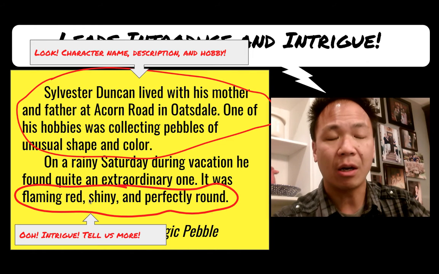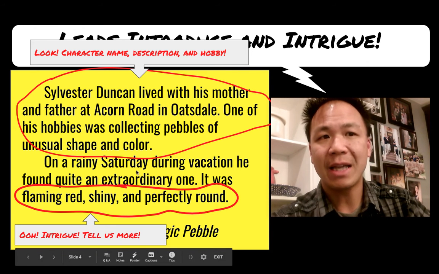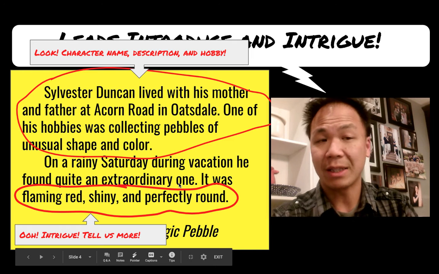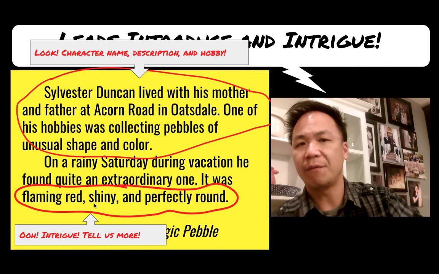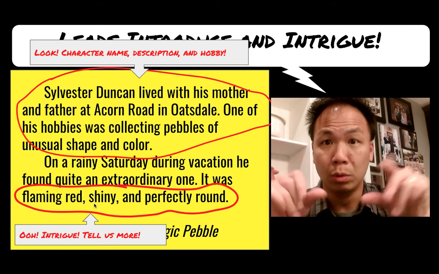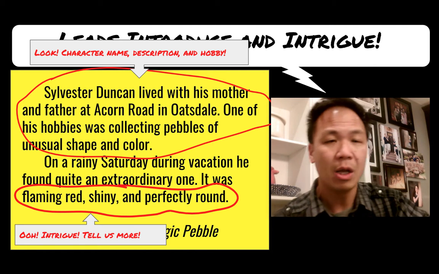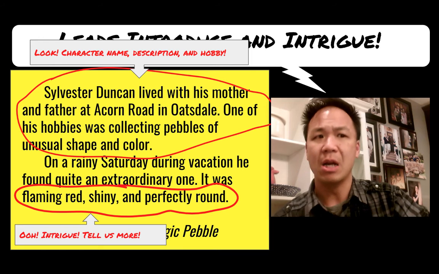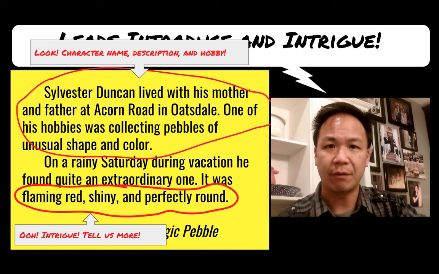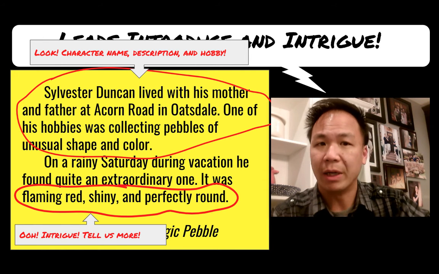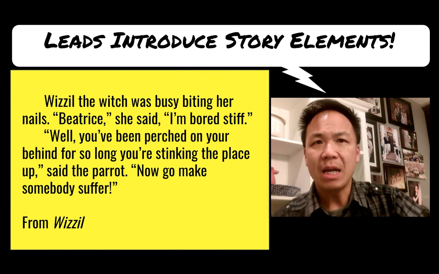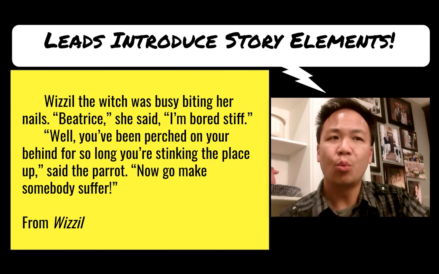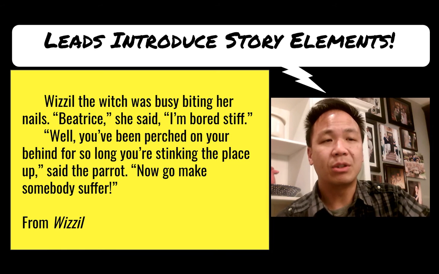And then you look here. Now we see this rainy Saturday during vacation. We've got some setting. We find this flaming red, shiny, and perfectly round pebble. Ooh, because that's unusual. You don't usually find pebbles that are flaming red and shiny and perfectly round, so it makes us want to read more. You get it? So let's try another one. Here's another one. Whizzle.